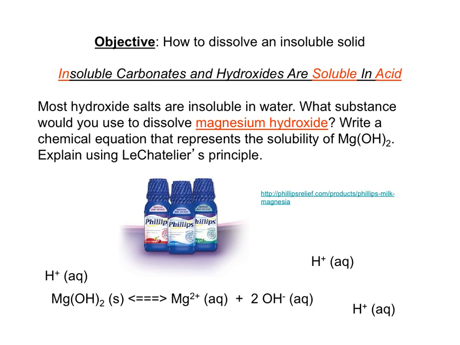A solubility rules table will also tell us that most hydroxide salts, including magnesium hydroxide, are insoluble in water. Again, what substance could we use to dissolve magnesium hydroxide? So again, stop the video and answer these 2 questions. And the answer is, this equation is the equation that represents the solubility of magnesium hydroxide in water. Hydroxide is the basic part of magnesium hydroxide. Since it's a base, it will react with acid H+. The H+ removes the OH-, and that shifts the reaction toward the product side and dissolves the magnesium hydroxide.